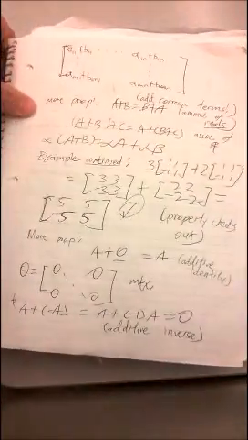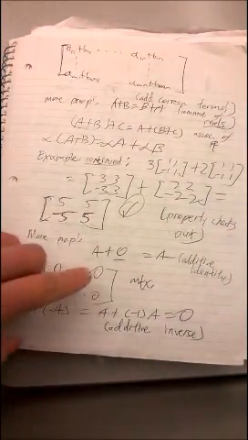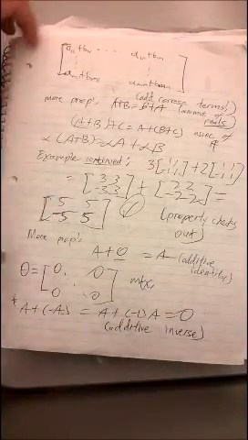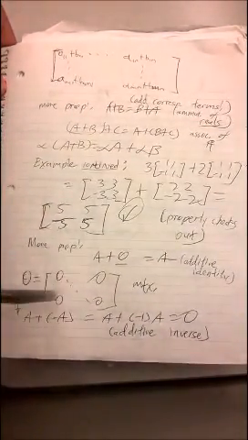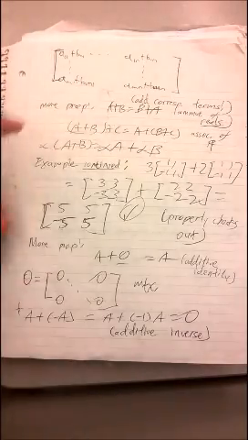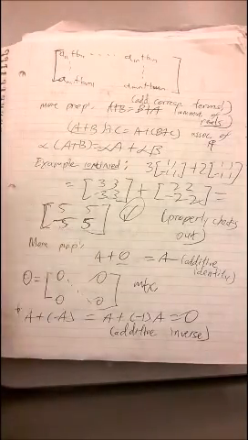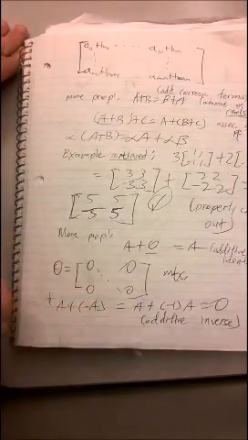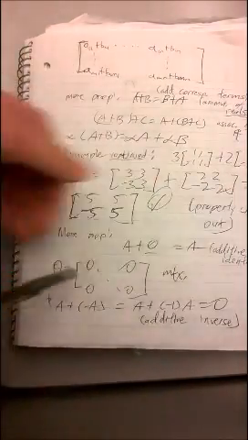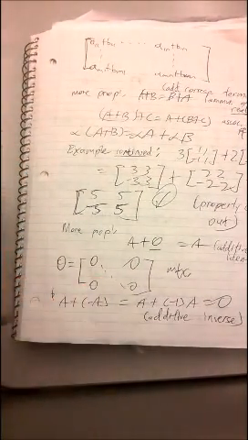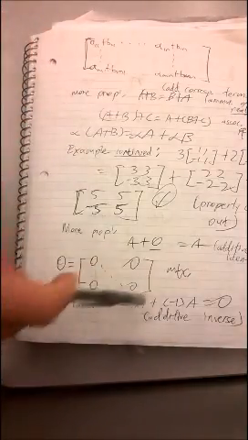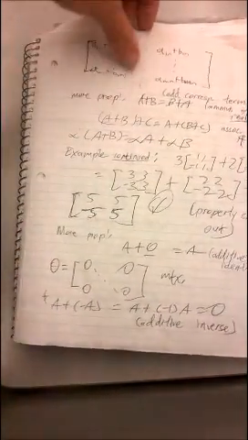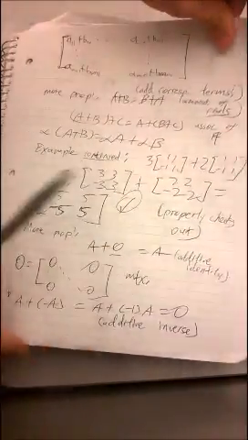And now some more properties. A plus 0 matrix is A. We call this the additive identity, and 0 is just a matrix where all elements are 0. So we can just adjust the dimension of the 0 matrix to fit that of A so that the operation of addition can be defined. And then A plus negative A, which is A plus negative 1 times A, is 0, and this is the additive inverse. And you can just see this by distributing negative 1 into the terms and just one by one seeing that they all sum up to 0.